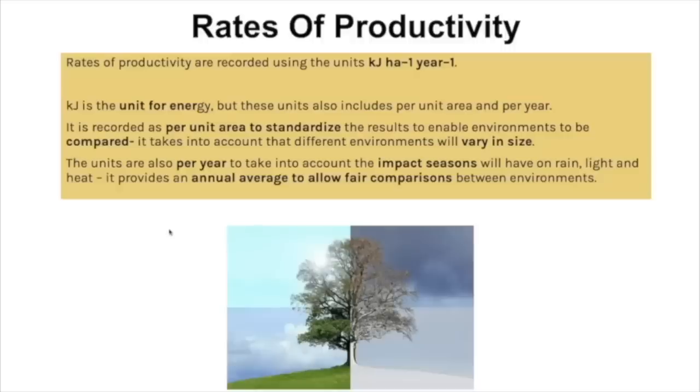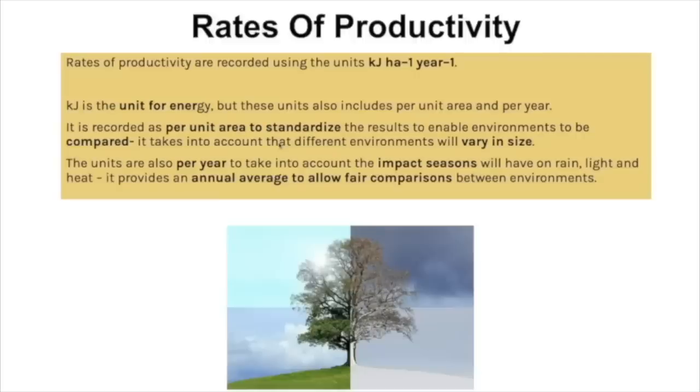The rates of productivity are recorded using the units kilojoules per hectare per year. So there's 3 parts to those units, and it can be asked as a 2-mark question to give the units or to say why you have 3 parts to the units. So the kilojoules is the unit of energy, but these units also include per unit area and per year. So it's recorded per unit area to standardise the results to enable environments to be compared. So it's taken into account that different environments will vary in size.